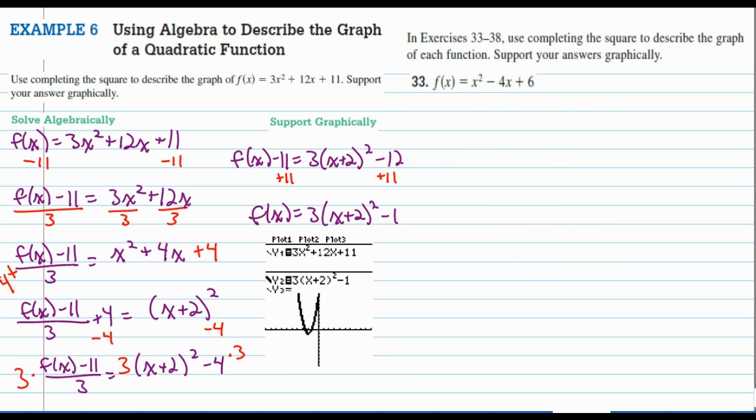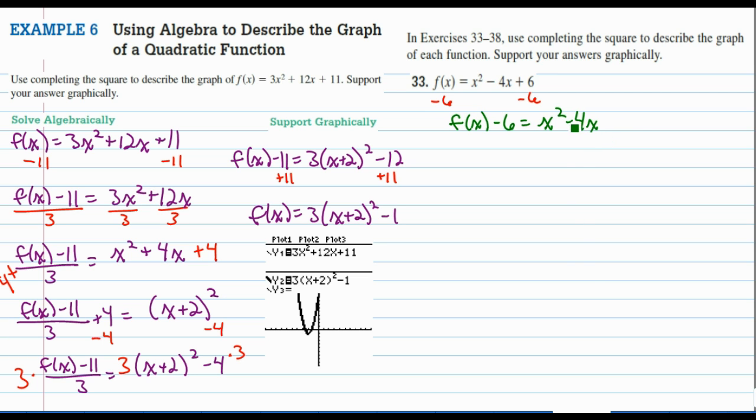The now try problem number 33 is a little bit easier than example 6 because the leading coefficient is 1, so I don't have to divide by the leading coefficient. All I need to do is subtract 6 from both sides. So f of x minus 6 equals x squared minus 4x. So now the right side is cleaned up enough where I can complete the square. My leading coefficient is 1 and I've gotten rid of the constant term.